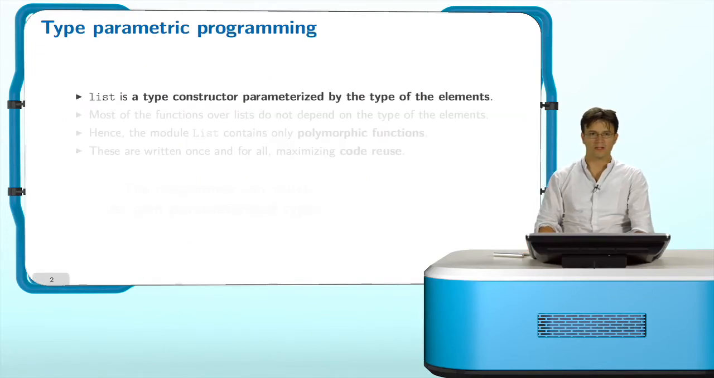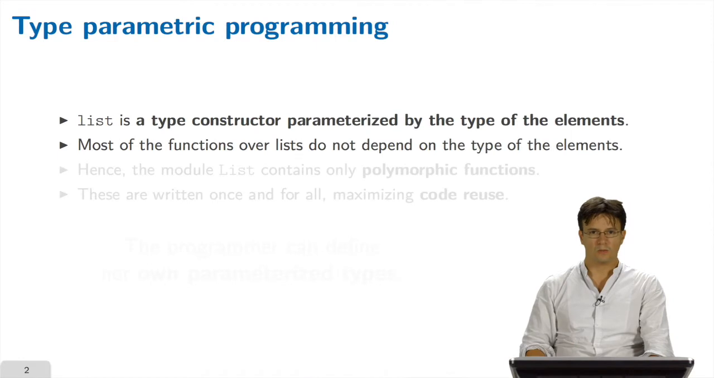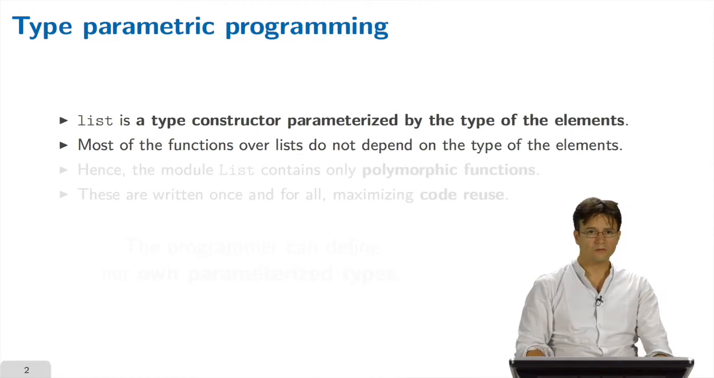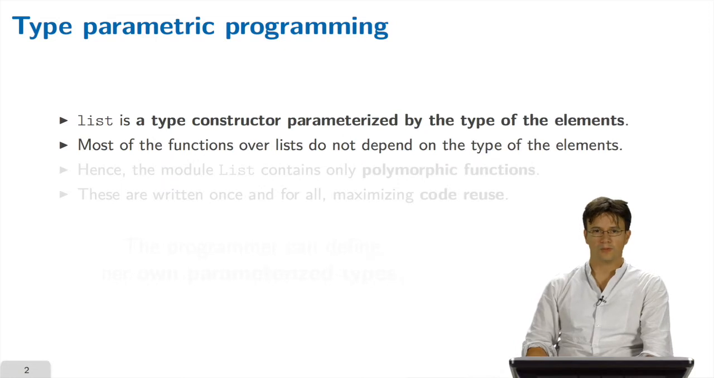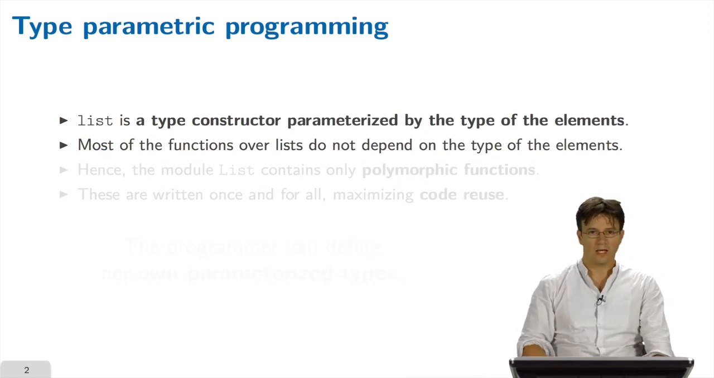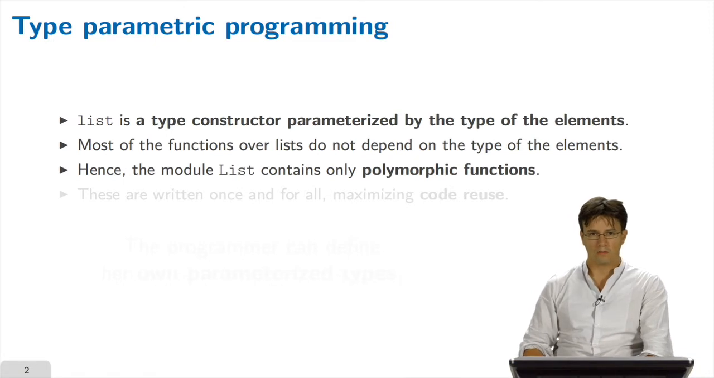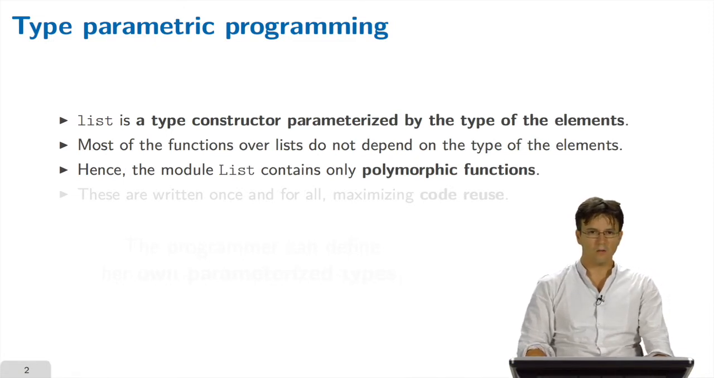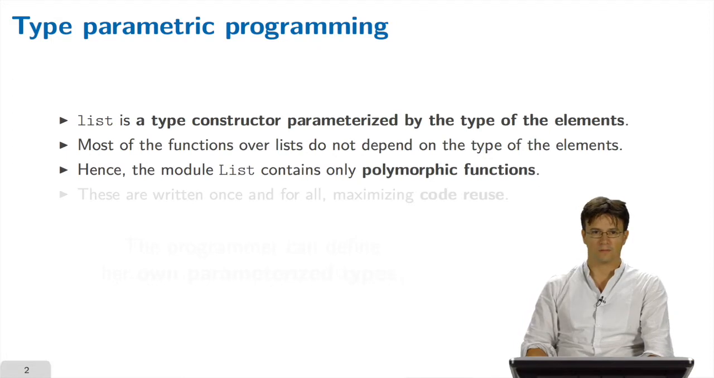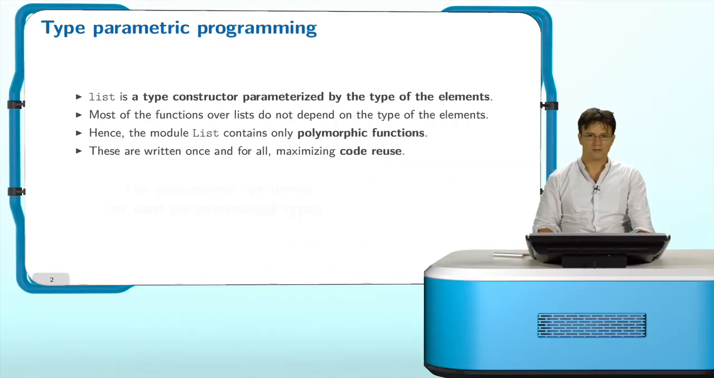So we have seen this type constructor list, which is parameterized by the type of the elements of the list. In fact, this is very relevant because a lot of functions of a list do not depend on the type of the elements. Indeed, if you look at the module list, it only contains polymorphic functions. So it means that functions like length or reverse and so on are written once and for all.